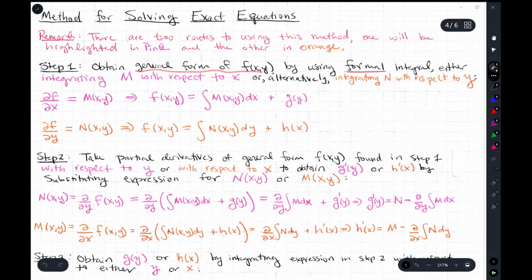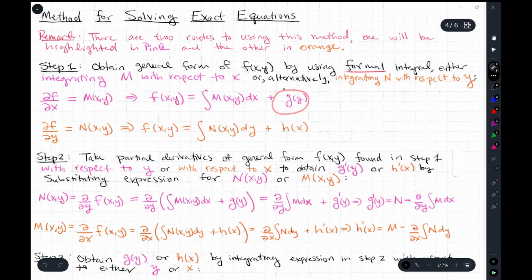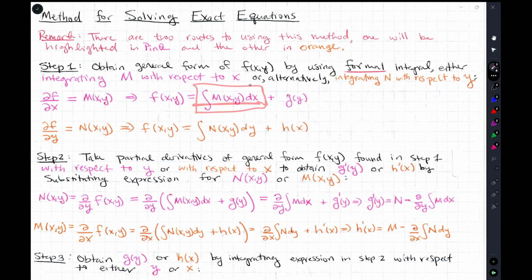So first, obtain a general form of f(x,y) by using formal integration, either integrating M with respect to x if you go the pink route, or alternatively integrating N with respect to y. Okay? And so if partial f partial x equals M(x,y), then we could get an expression for f(x,y) as equal to the integral of M with respect to x, dx, plus g(y).